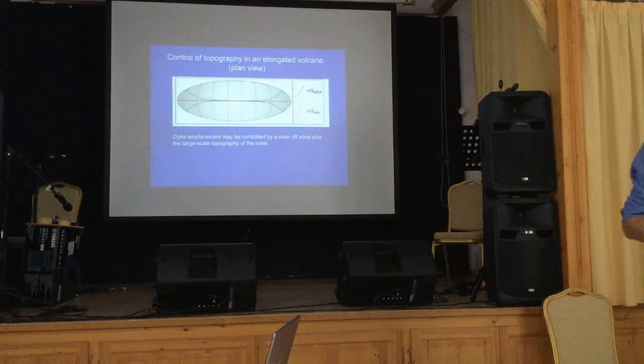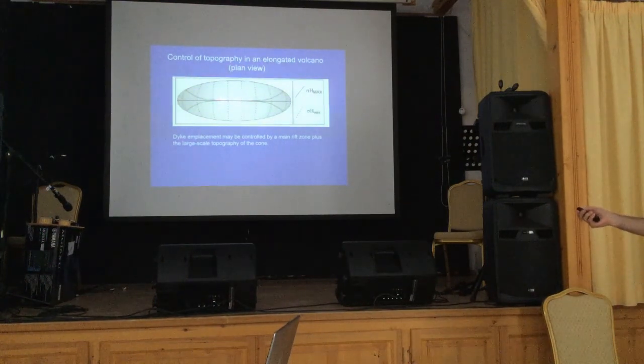This is another possible arrangement, always in plan view. And this instead is due to the topography of the volcano. If you have an elongated volcano, the elongated volcano is represented by this ellipse, you can have a different distribution of the stresses due to the gravity, to the mass of the volcano, and this induces this characteristic shape of the dikes.